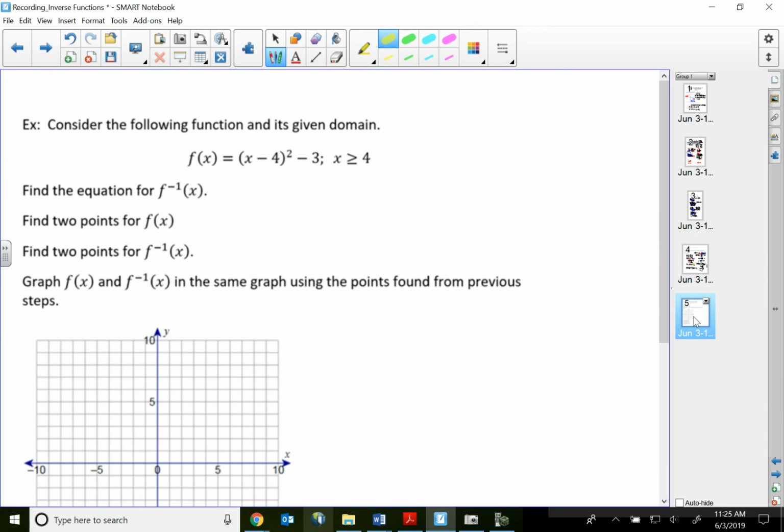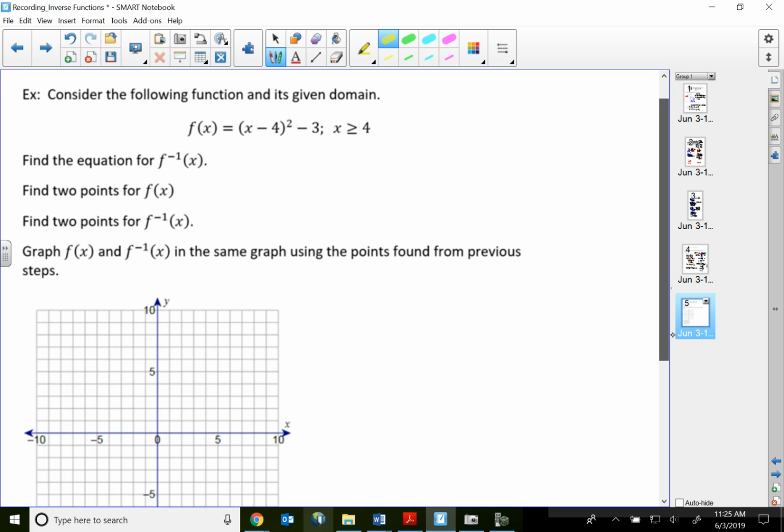All right, let's just kind of summarize everything we've done so far. Do a little bit of graphing here as well. So let's find an equation for f inverse, and we're going to start finding a couple points to help us kind of sketch our graph.